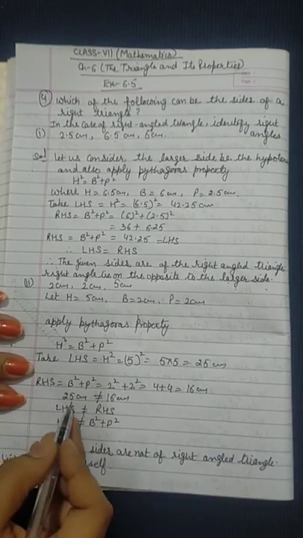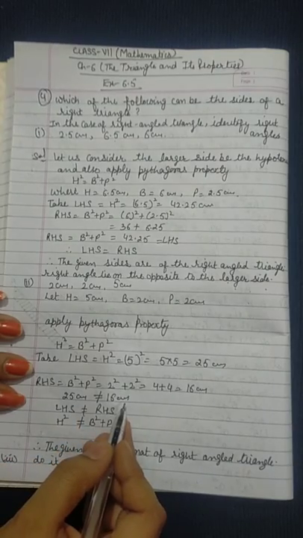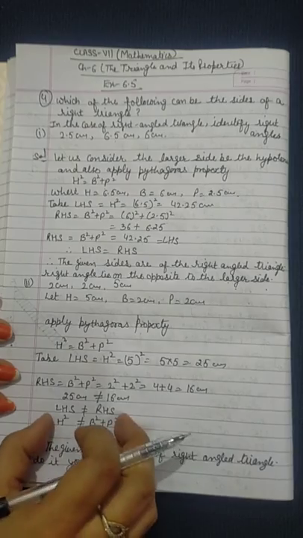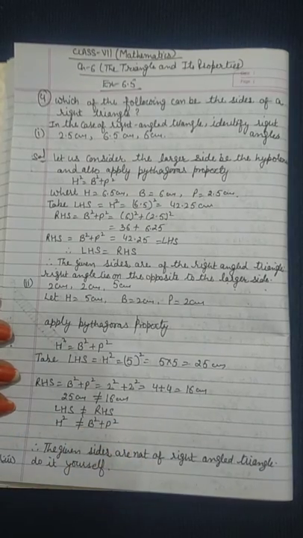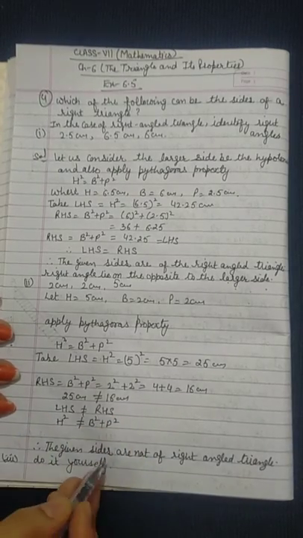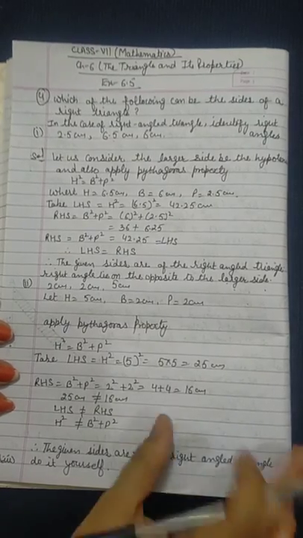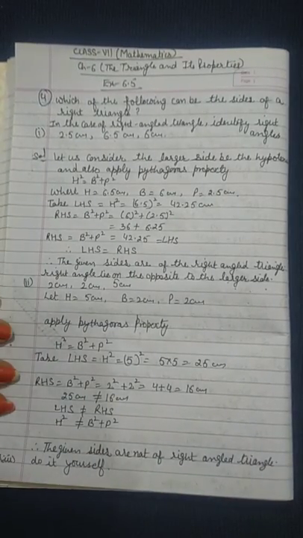Meaning 25 centimeter is not equal to 16 centimeter, so the left hand side is not equal to the right hand side. So it means here it is not a right angle triangle. Therefore the given sides are not of a right angle triangle. In this way you can do it, and the same criteria you can apply to the third part.